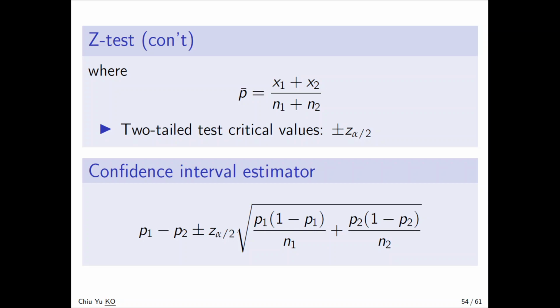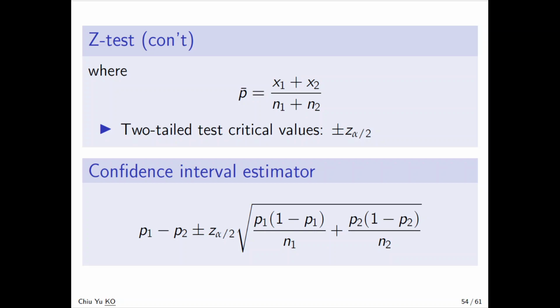And the critical value, of course, is normal, so it's z alpha over 2. So I have two tails, but one tail will be the same thing, right? Because you see alpha is a right tail, and the left tail is negative z alpha.